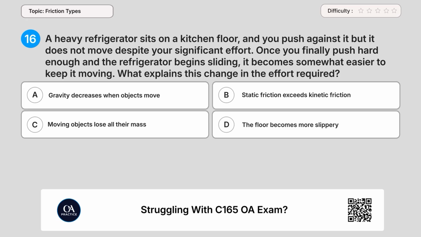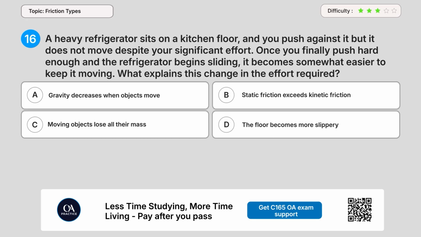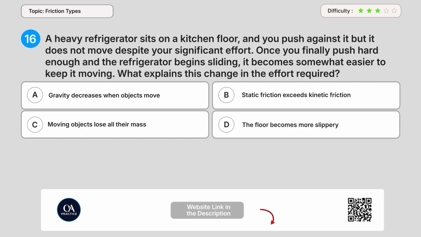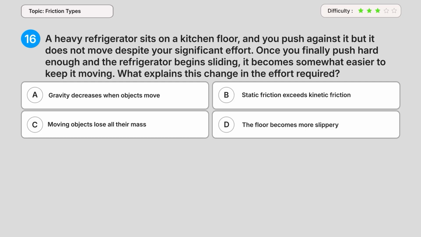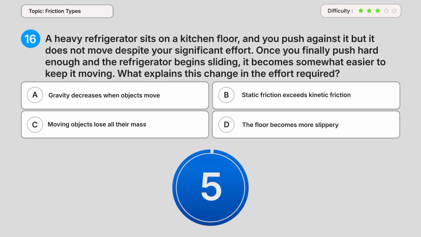16. A heavy refrigerator sits on a kitchen floor, and you push against it, but it does not move despite your significant effort. Once you finally push hard enough and the refrigerator begins sliding, it becomes somewhat easier to keep it moving. What explains this change in the effort required? A. Gravity decreases when objects move. B. Static friction exceeds kinetic friction. C. Moving objects lose all their mass. D. The floor becomes more slippery. Do you know the answer?